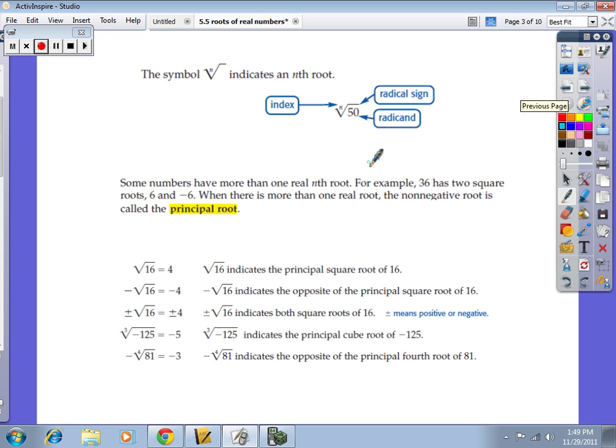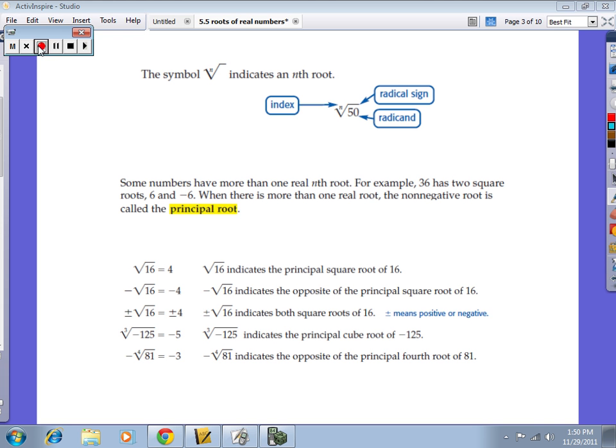Okay, read this page. You guys read this page on your own. That's a radical, because that's the name of it. Every radical has an index. If there's nothing, it's the square root. Cube root, 4th root, 5th root. And then what's underneath is the radicand. This principal root is the positive. Write it in. This is the positive root.